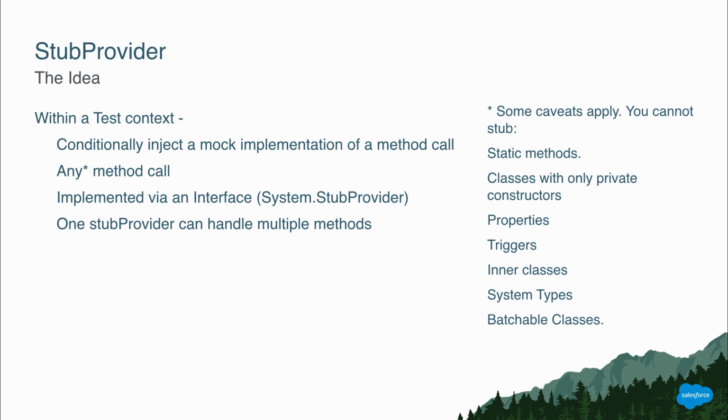Now, you notice it's called Stub Provider, and I keep saying mock, because the Stub Provider ends up giving you a mock method, okay? What it allows you to do is to stub the method. The way these work is through dependency injection, okay? And we'll see an example in just a second, but anything that you can dependency inject that is not a static method, et cetera, there on the right, you can stub. And these are really powerful. One Stub Provider, by the way, can handle multiple method calls. We'll see how that works in just a second, too.